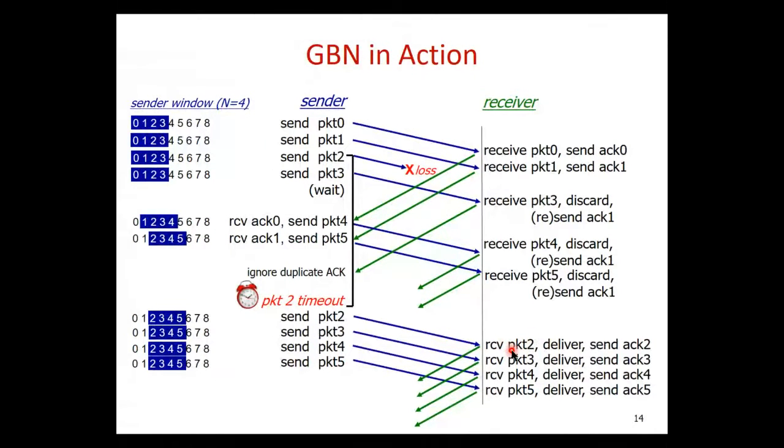So packet 2 is in order. There's no gap. The receiver will deliver packet 2. Now it's going to send an ACK of 2, right? It has received everything up to packet 2 without a gap. And then packet 3, it will send ACK of 3. Packet 4, it will send ACK of 4, and then packet 5, it will send ACK of 5.